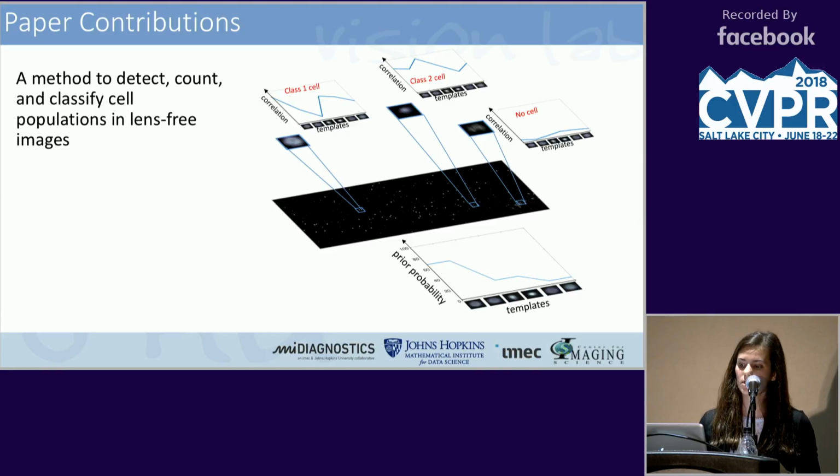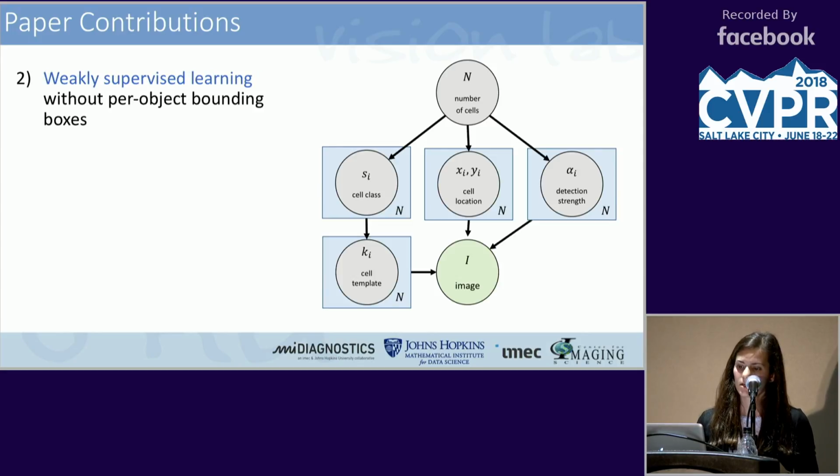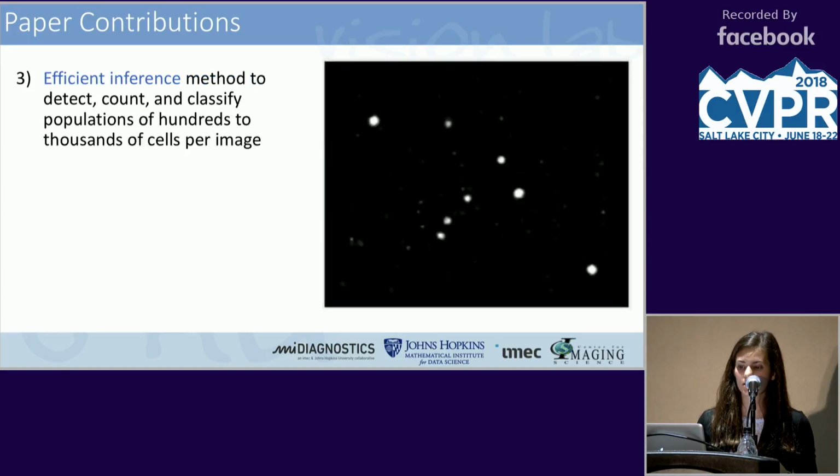The idea is shown in the figure. We look at the correlation of every pixel in the image with class templates, and regions with a high correlation will likely contain cells of that class. However, we also incorporate the class proportions, the prior distributions, and the way we do this is by introducing a generative probabilistic model for multi-object detection and classification. We also explain how to do weakly supervised learning without per-object bounding boxes. Finally, we propose an efficient inference method to detect, count, and classify populations that have hundreds to thousands of cells per image.